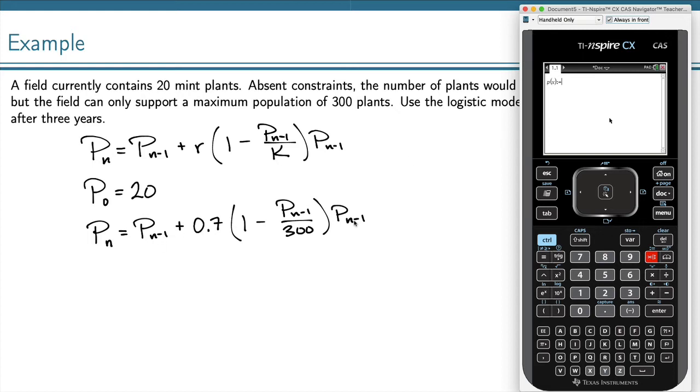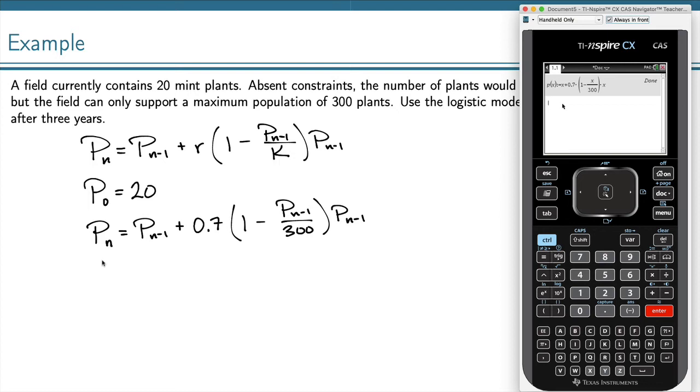And then we're going to type this in where we use x for the P sub n minus 1. That's the only thing that could change in this formula each time we use it. So x plus 0.7 times 1 minus x over 300 times x. When we hit enter, the calculator will tell us done. That means the calculator now knows what our function is.